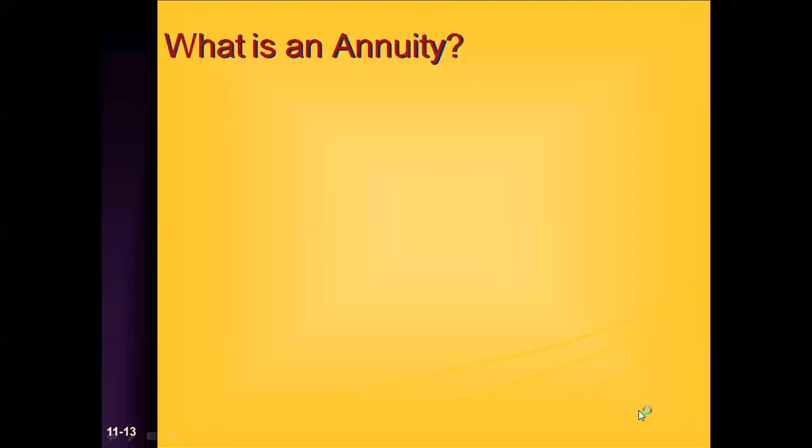Hey, accounting scholars, we're at the last section for chapter 11, and we're going to close it out with defining what an annuity is. Definitionally, an annuity is a series of equal cash payments made at equal intervals.